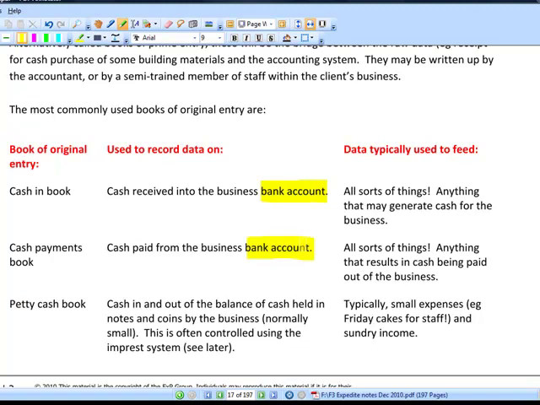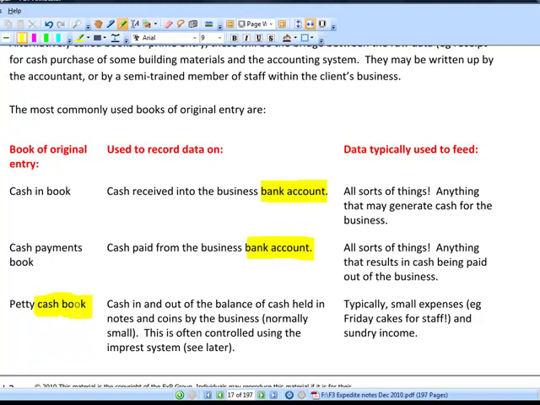The petty cash book is also a cash book. The petty cash book records cash in and out held in notes and coins by the business. For most businesses, this is going to be a fairly small amount, unless you're a retailer. For most businesses in the exam, you can assume that they're not retailers. This is often controlled using a thing called the imprest system that we'll look at later on.